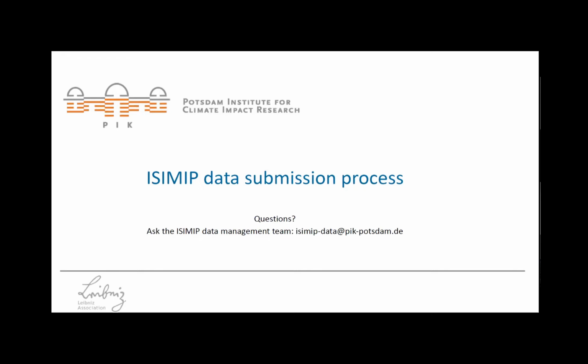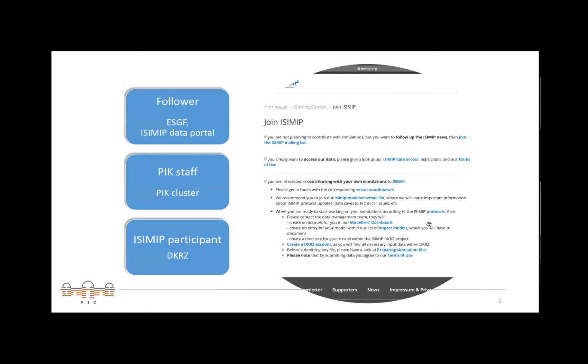So first of all, next slide, please. There are different ways to follow up on what ISIMIP is doing. You can be a follower or you can be a participant. You can get to know what is happening on ISIMIP and see the data from different portals. My colleagues will talk about it later. And you can follow us, we have different email lists where you can get information on events, achievements, protocol releases, and so on. This is all explained on our website. You can check it there.